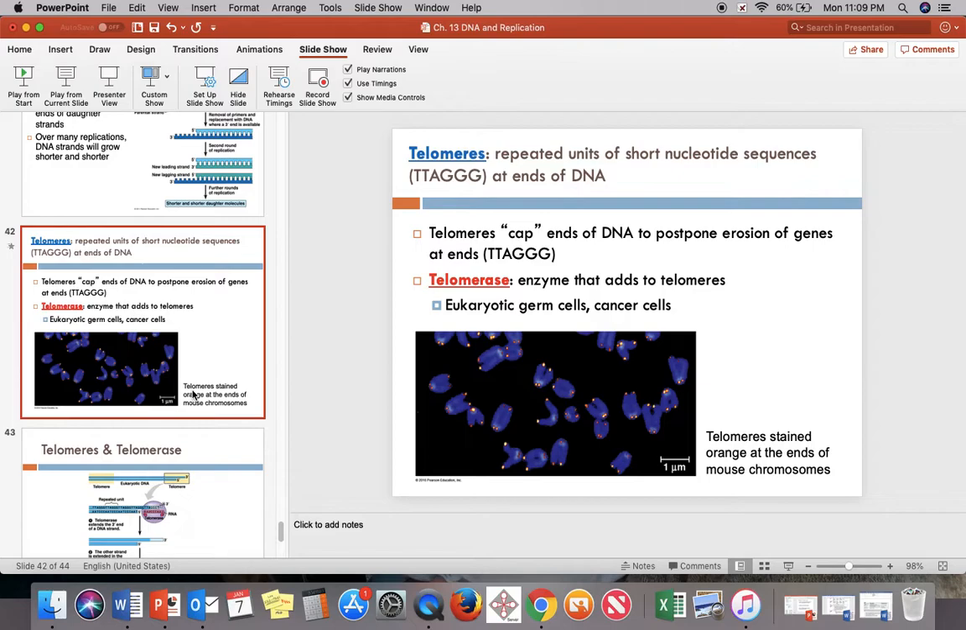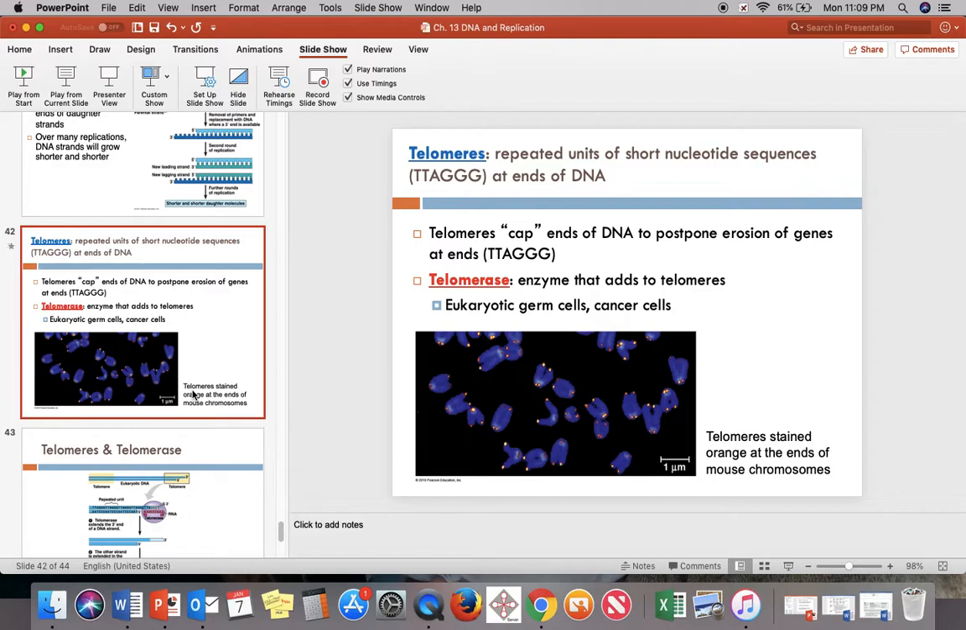Okay, so in that lagging strand, it's not always going to go to the end, right? It's not a continuous, full replication of that strand. It is replicated in those short fragments. Well, what if there's no primer at the end to signify a start here?